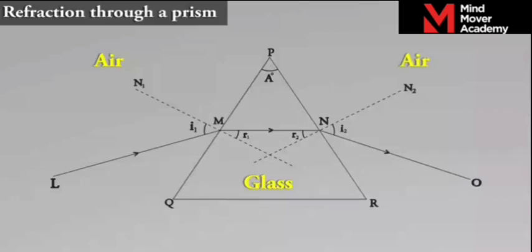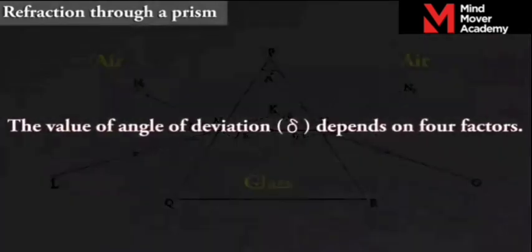If incident ray LM is produced forward, and emergent ray NO is produced backward, the two produced meet at point K. The angle between the two produced rays is called angle of deviation and is denoted by delta. The value of angle of deviation delta depends on four factors.